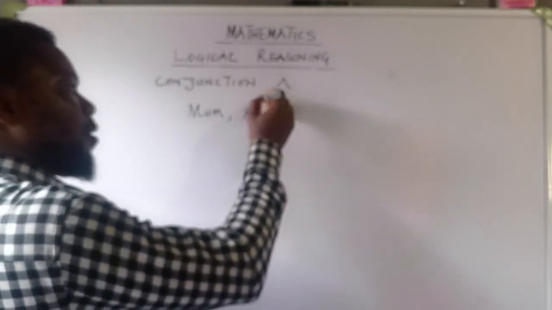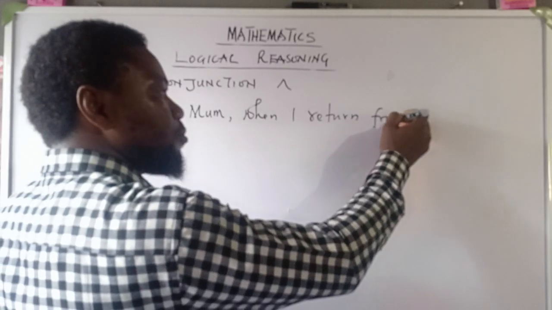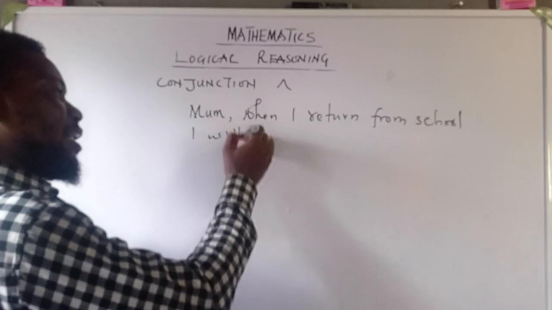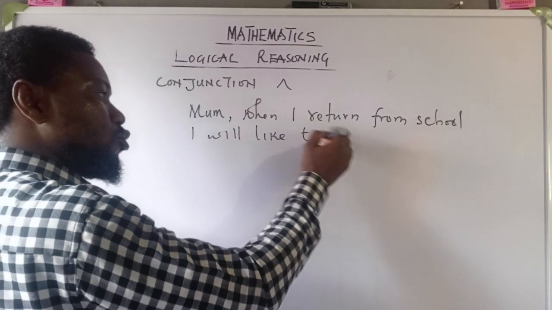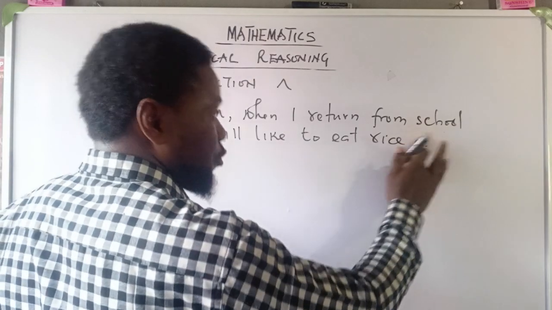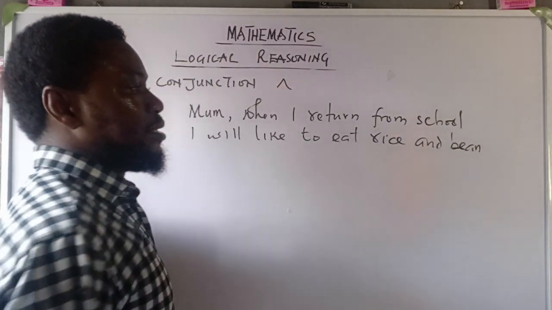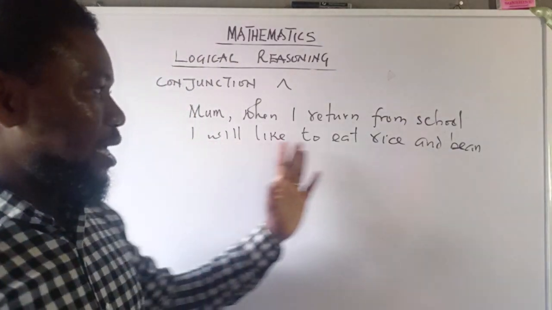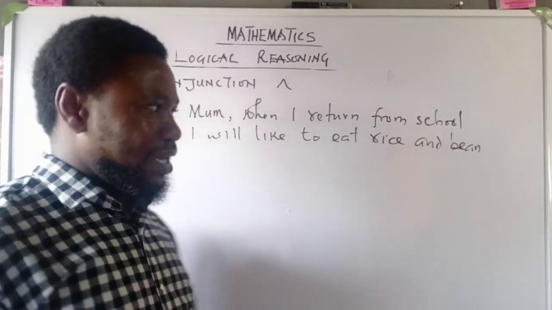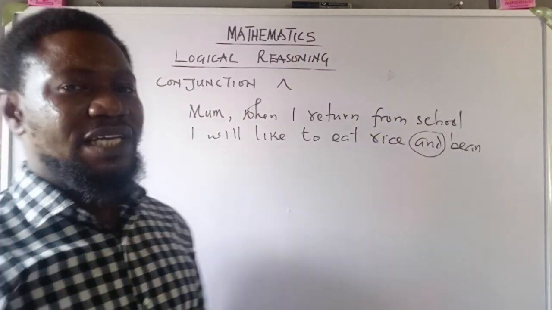You say, Mom, when I return from school, I will like to eat rice and beans. Now, if you look at this statement, you discover that there is a connective here, and that connective is what? And. The connective is and.